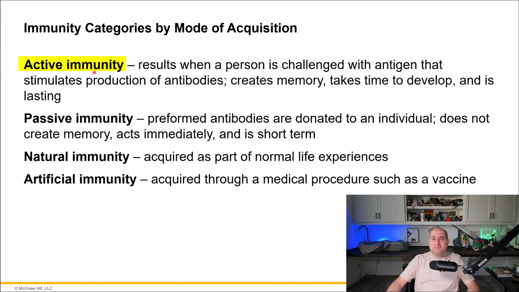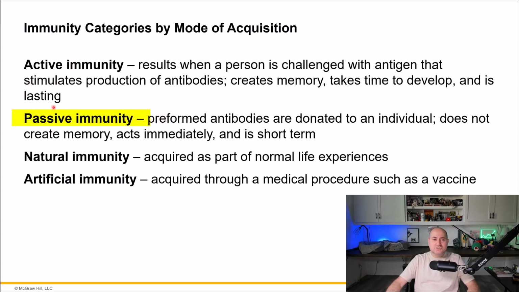Think of active immunity as when a person is challenged with an antigen. So the antigen is inside of your body, and that activates, remember, those B cells or T cells, and that stimulates the production of antibodies, creates memory cells, right? It takes time to develop, but it's lasting. So active immunity, you should make a note that active immunity means the antigen was in your body, your B cells became activated, and they're making all those antibodies and memory cells.